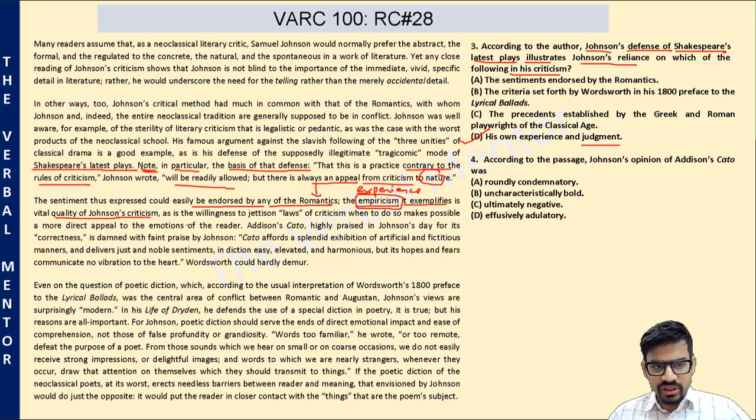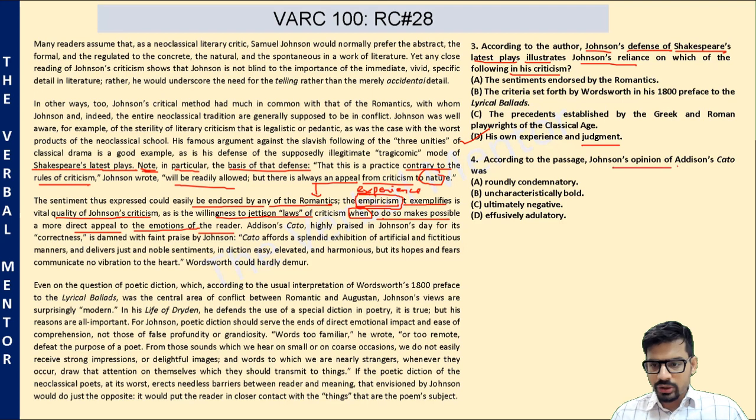The next part of the same sentence. It is a vital quality of Johnson's criticism, as is the willingness to jettison the laws of criticism when to do so makes possible a more direct appeal to the emotions of the reader. So his own judgment. While analyzing or evaluating a work of literature, Johnson took a call whether he wants to go by the rules of literature or he wants to analyze this piece of work, jettisoning the rules or ignoring the rules because it has emotional appeal. So it was based on his own experience and judgment also. So option D is the correct answer.